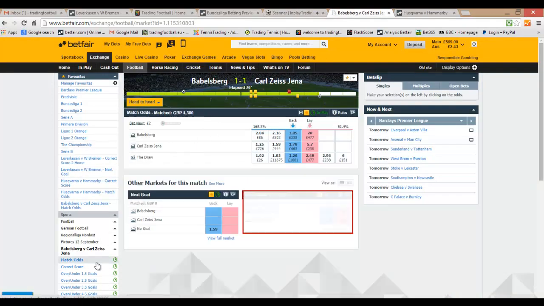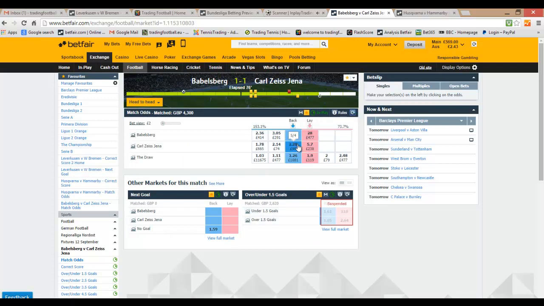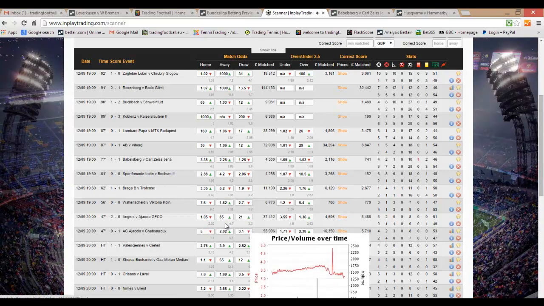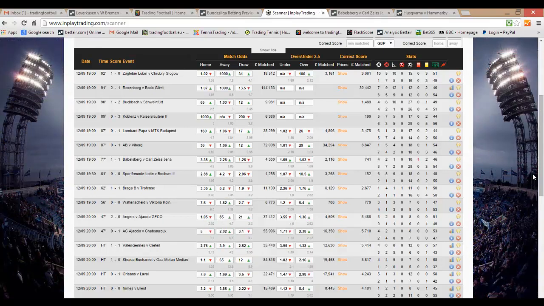Now there we go. As I sort of predicted, and I wanted to jump on this trade, Carl Zeiss Jena, they equalised. The red card earlier on told me that that's a particular trade that I wanted to enter, but the liquidity there was so poor that it was just impossible to get matched. So anyway, that went to 1-1. A trade missed, but there are others I'll be able to jump on.